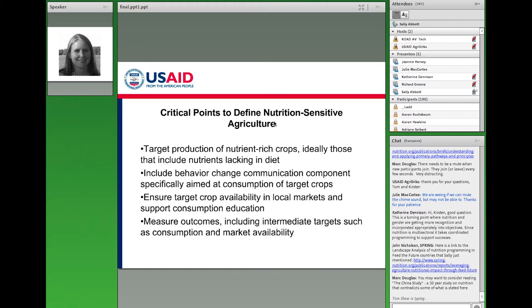And now I'm going to pass it back to Richard to talk about our critical points to define nutrition-sensitive agriculture and what we're really going to be focusing on, our projects that are looking at these nutrient-rich value chains.